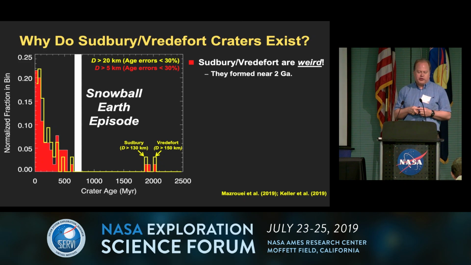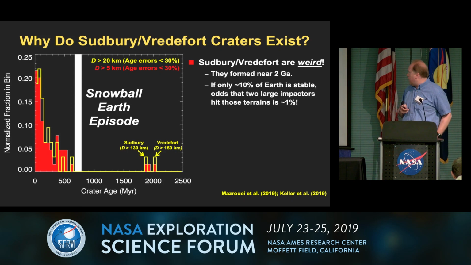We think the reason is because they're so big, they're very hard to erode. Okay, a few kilometers of erosion will not get rid of these craters. But then the question is, why are they sticking out there around 2 billion years ago or so? So what's going on? Because if you think about it this way, if only 10% of the Earth's surface is stable, and you have one impact, then you have a 10% chance of hitting it, okay? But if you have two impactors, the odds that both are going to hit that small bit of terrain is more like 10% times 10%, or 1%. So that's really low, okay?